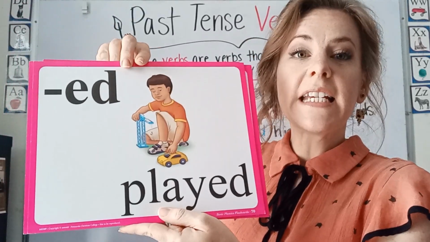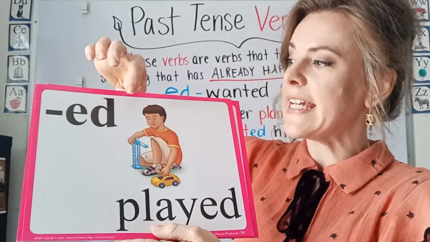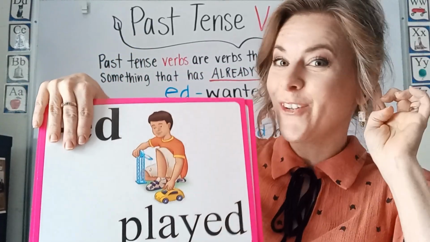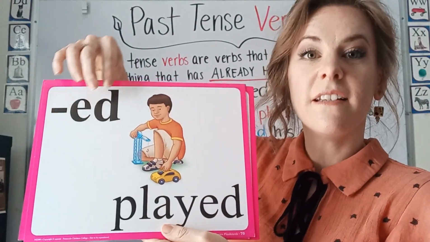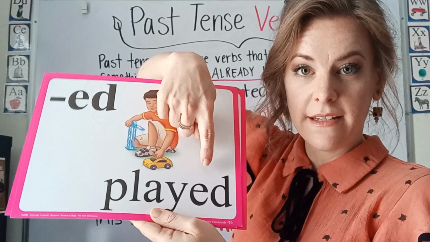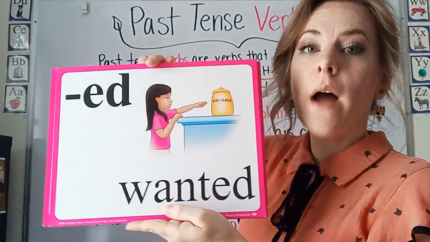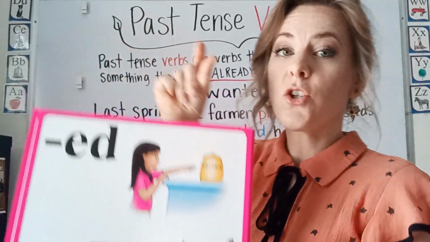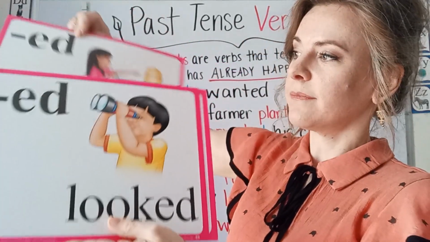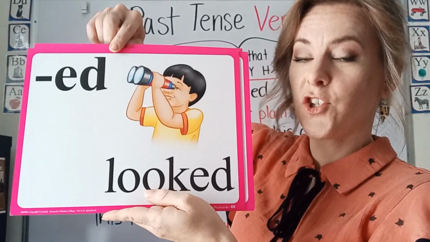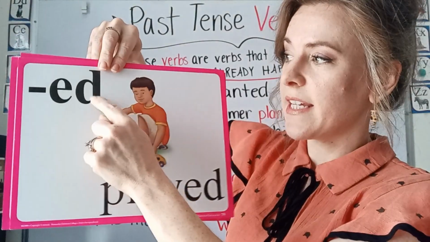And then this ed says d, d, d, d. It makes a D sound. So the E, you don't hear the E, you only hear the D. D, d, d in played. Played. Okay? So the first one is wantED. Sounds like a short E with a D. wantED. Looked, just a T sound. And played, just a D sound.